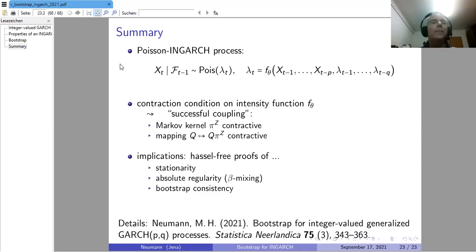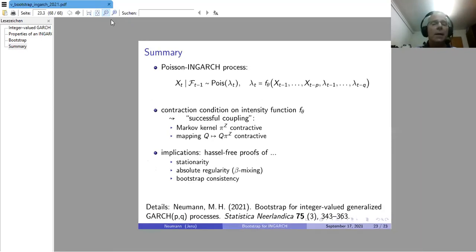So the results are already published. There appeared a paper in Statistica Neerlandica this year. For some of you who are interested in details, you can find all the details in this paper. So thank you very much for your attention. I am now at the end of my talk.